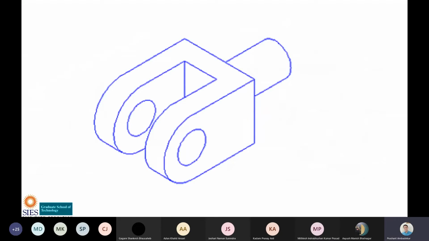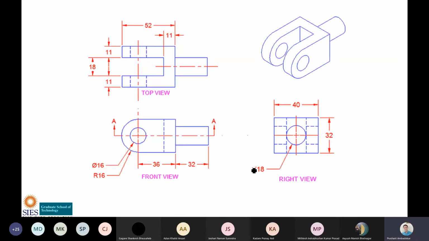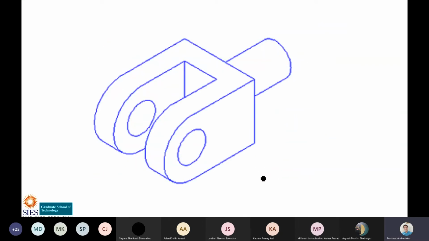See, now this is another object. All of you can see this. Now, front view, okay, from here.